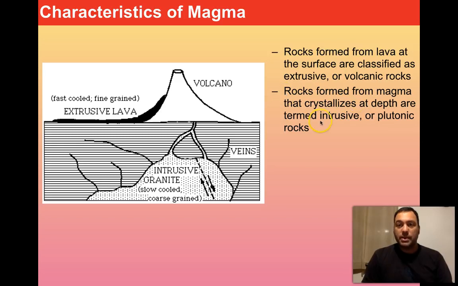Rocks formed from magma that crystallizes at depth are termed intrusive or plutonic. Pluton from Pluto, the Greek god of the underworld, right? So they're called plutonic rocks. So in this case, this would be the place where you'd have a pluton come into place.